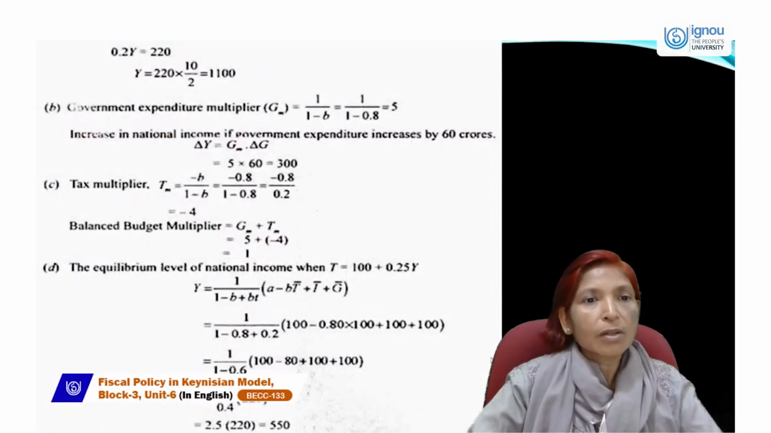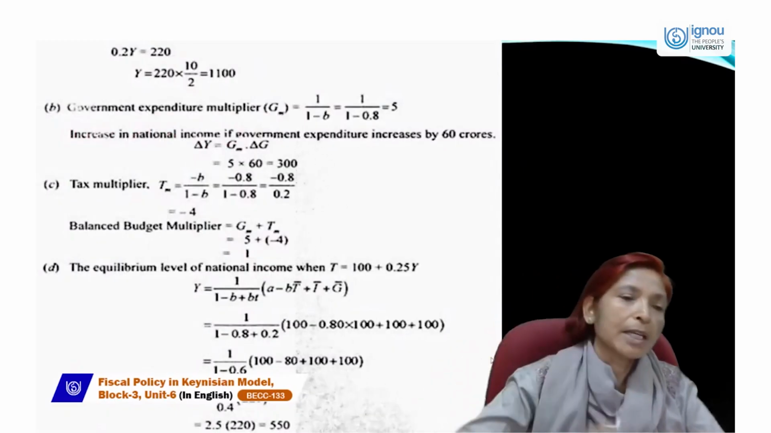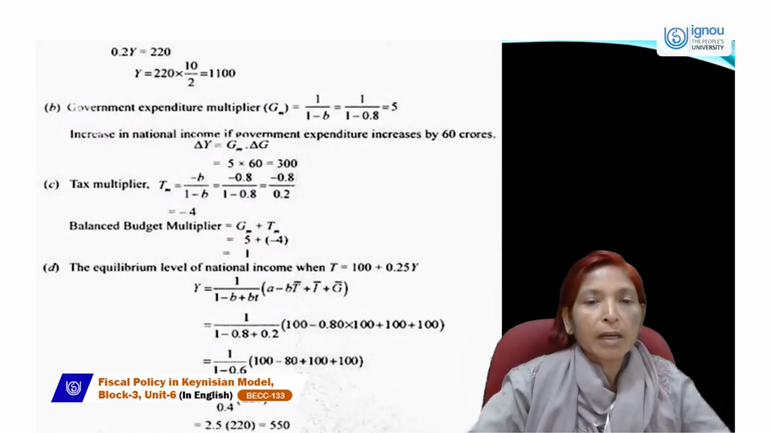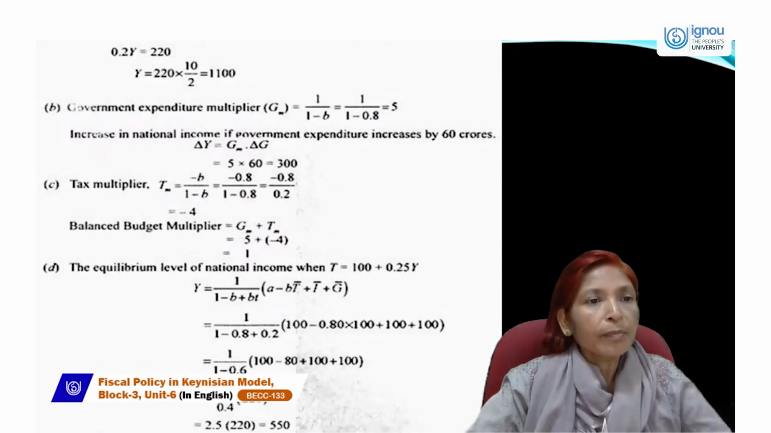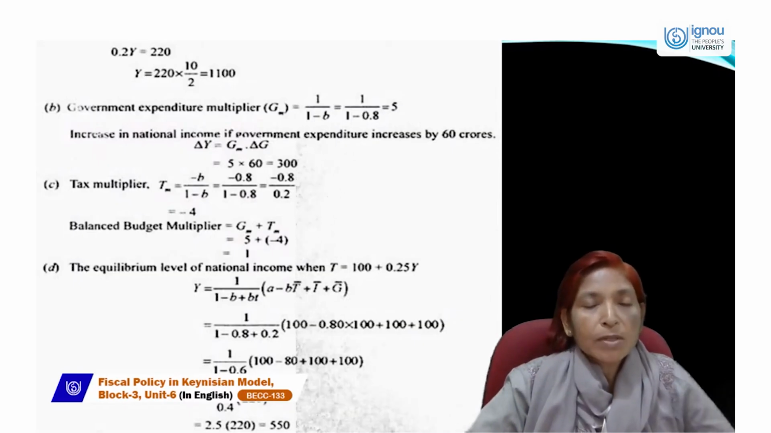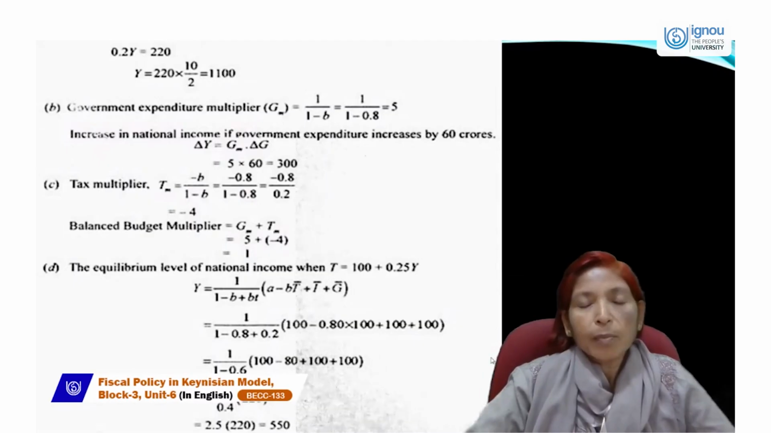Now next is the government expenditure multiplier. We can calculate the government expenditure multiplier with the help of this formula: 1 upon 1 minus MPC. Here MPC is showing the ratio of change in consumption due to change in level of income. And if the MPC value is given as 0.8, then we can calculate the government spending multiplier by using this formula: 1 upon 1 minus MPC. 1 upon 1 minus 0.8 is equal to 5.